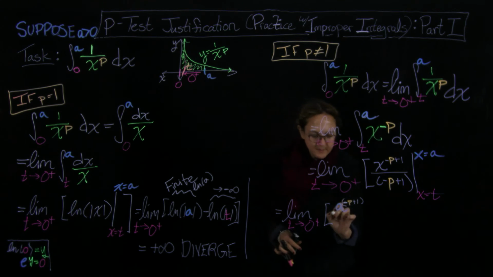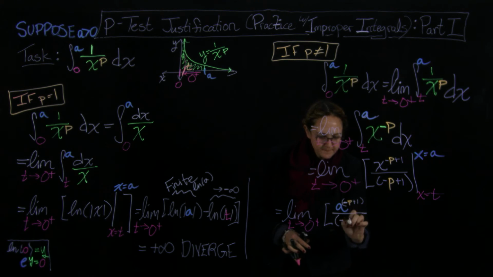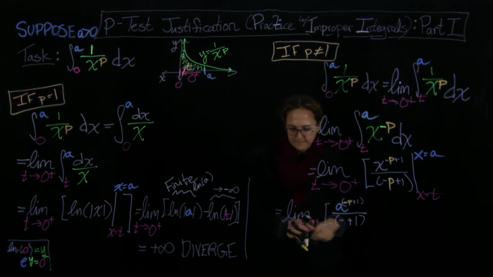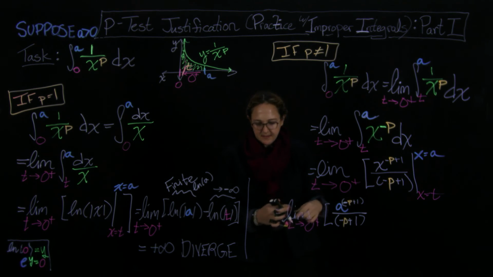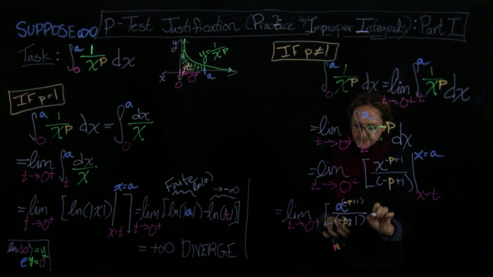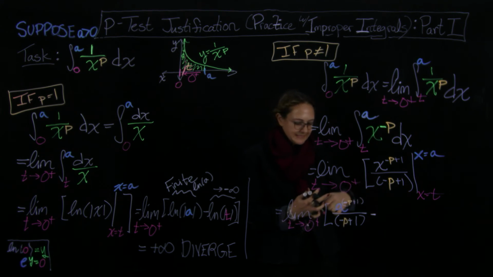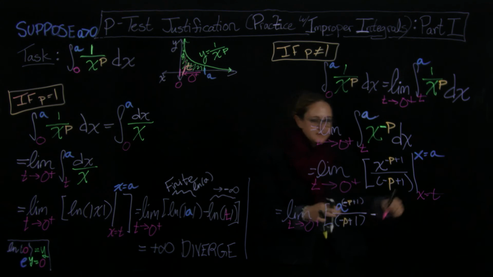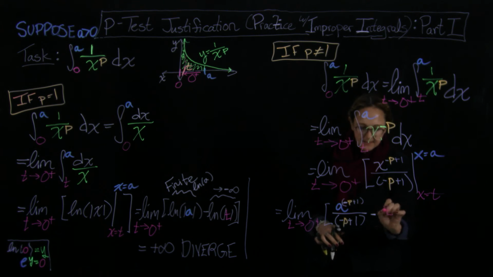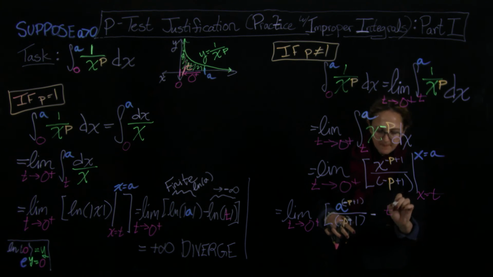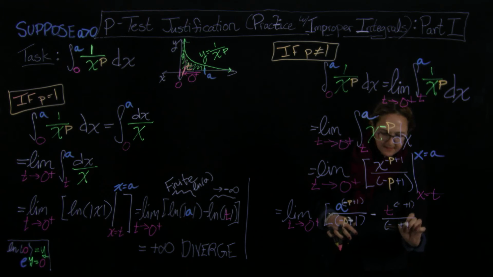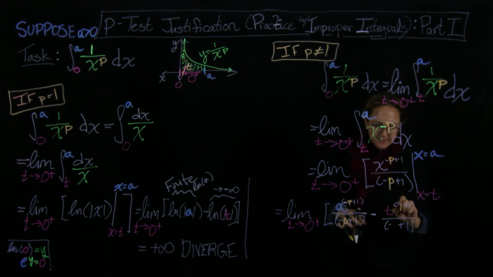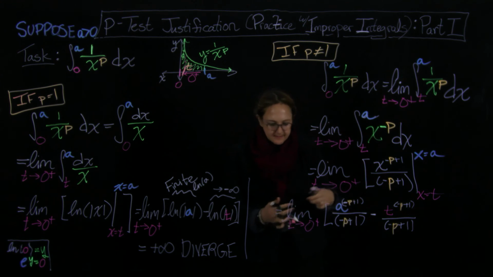Divided by minus p plus 1 here, and then minus, and then we want to put in t. The t is in red, so I have t to the same thing here, minus p plus 1, and this is going to be minus p plus 1, like this.